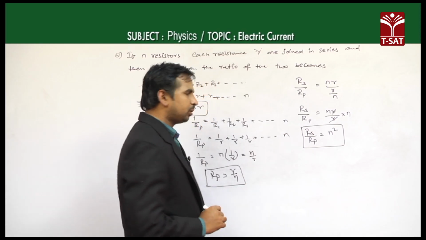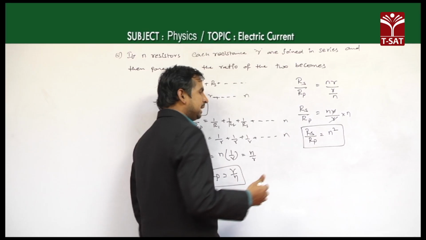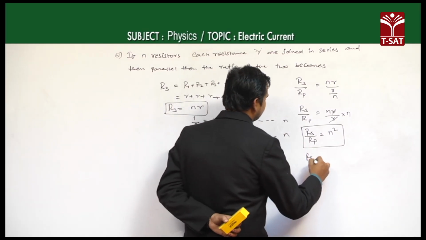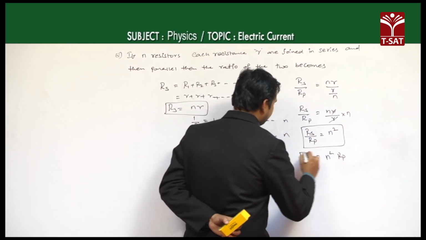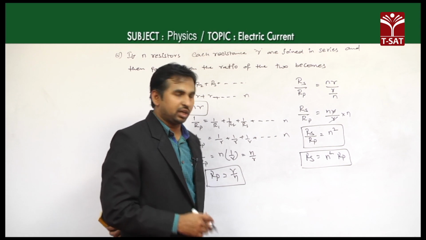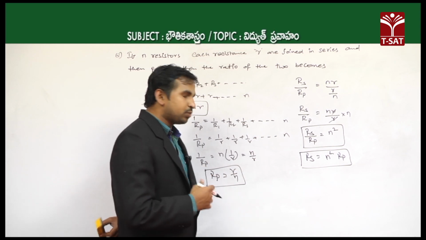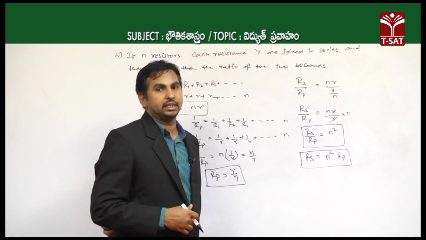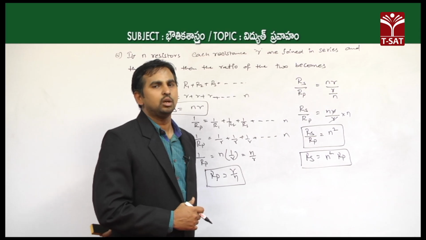So, Rs by Rp is equal to n square, which gives you the relation that the series resistance is equal to n square times Rp. Rs is equal to n square times Rp, where n is the number of resistances we are taking. From this it is very clear that if you are arranging resistances in series, it is always more than the resistance when they are connected in parallel.